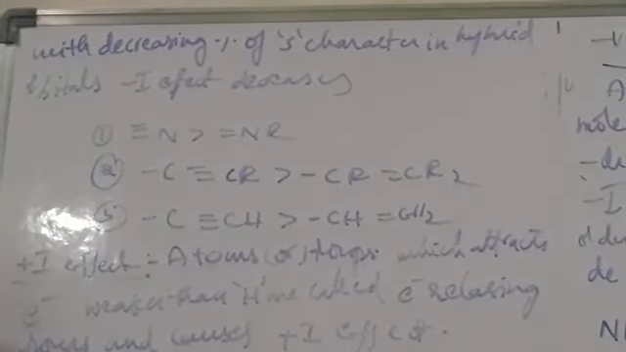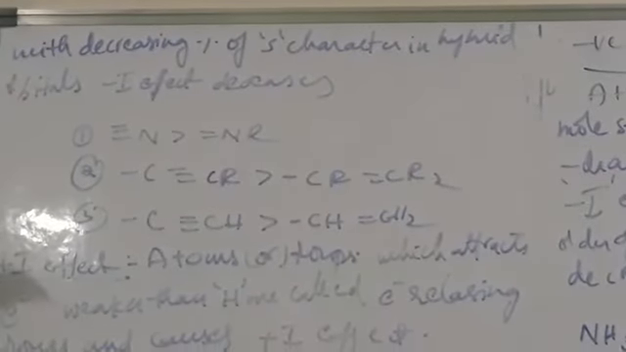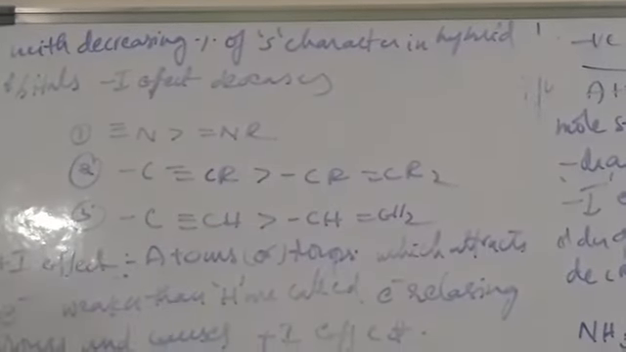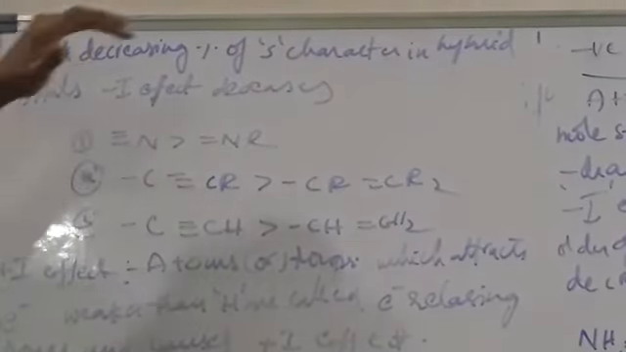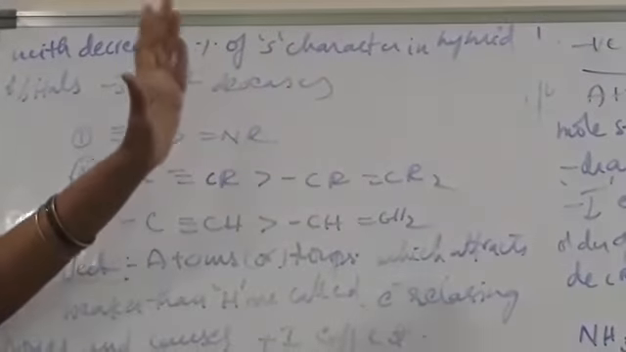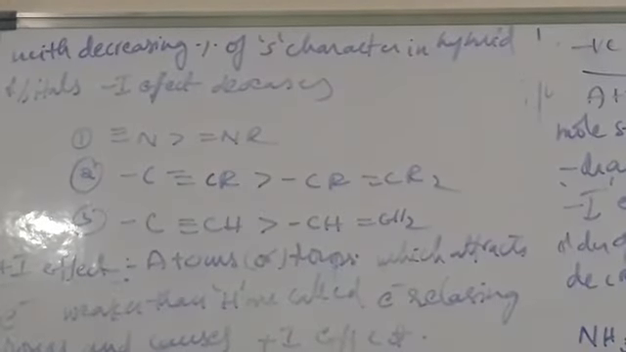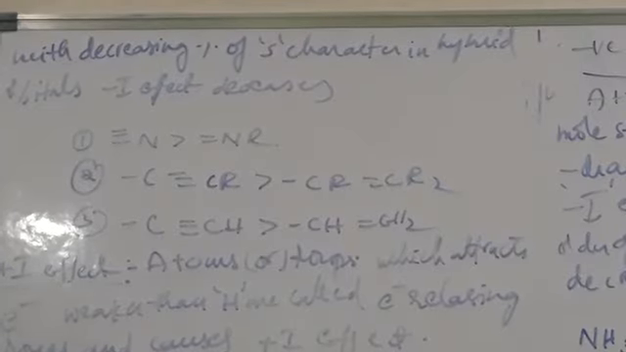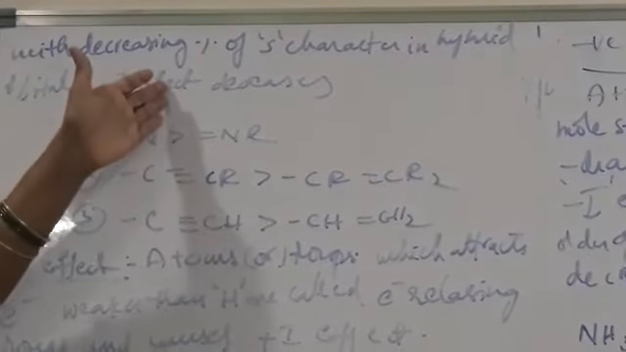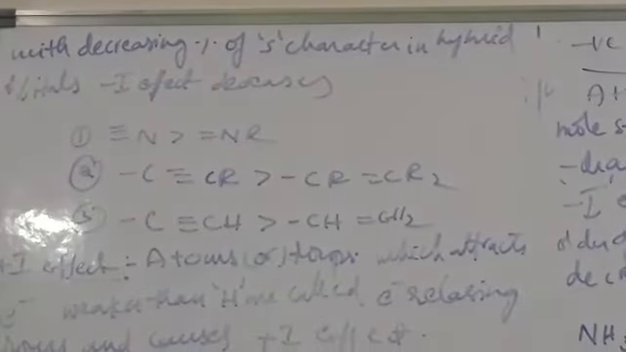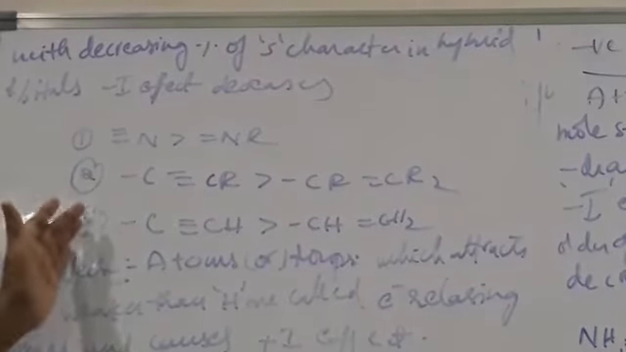Next, coming to the percentage of s character in the hybrid orbital. With decreasing percentage of s character, electronegativity also gradually decreases, and with that the negative inductive effect also decreases. This is related to electronegativity. Just now I told you, as electronegativity decreases, the negative inductive effect also decreases. The same thing here: as s character decreases in hybrid orbitals, the negative inductive effect also decreases. There are different examples for this.